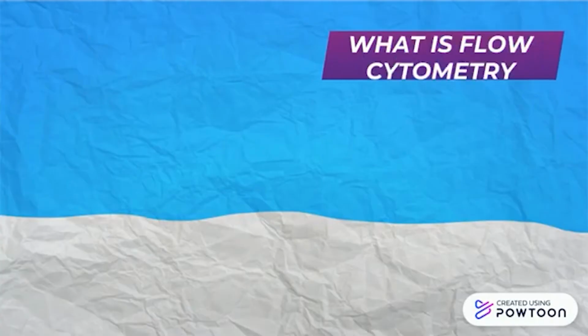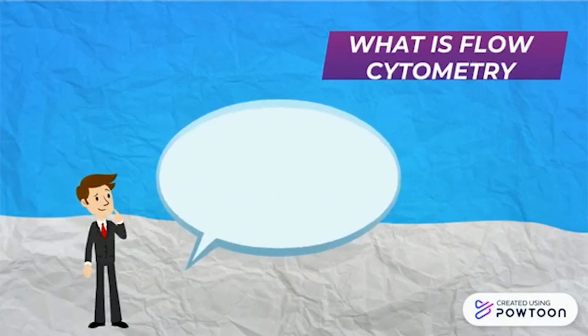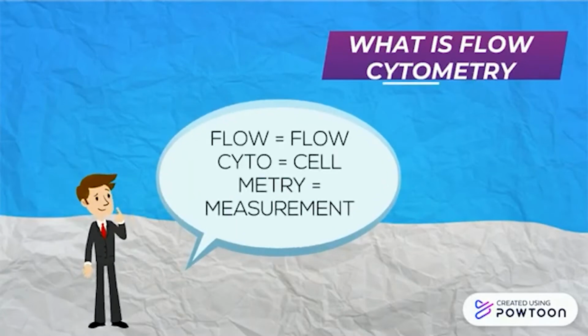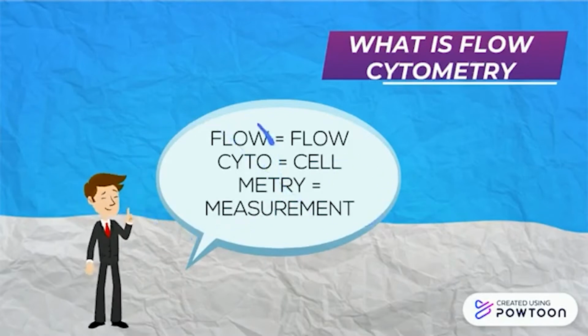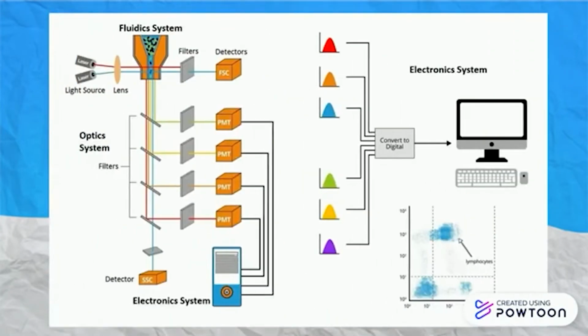What is flow cytometry? Flow cytometry is a combination of the words flow, cell and measurement, which means cell measurement. As we can see here, this is the schematic diagram of flow cytometry, which has the fluidics system, optics system as well as electronics system.